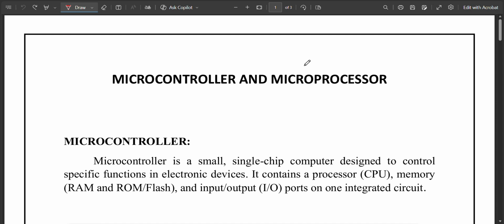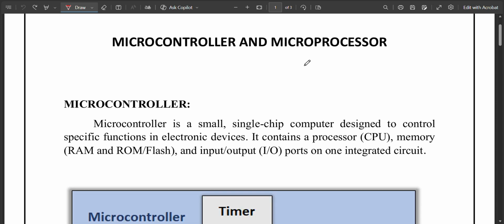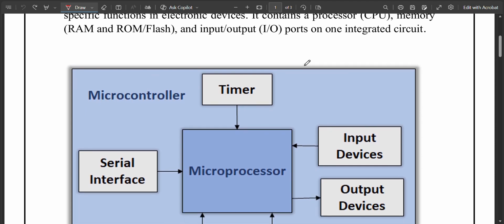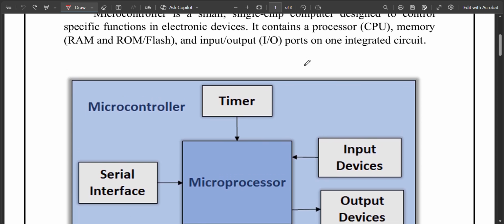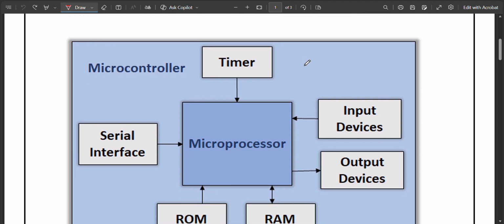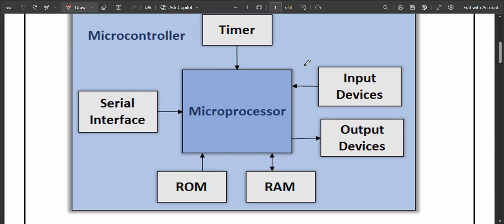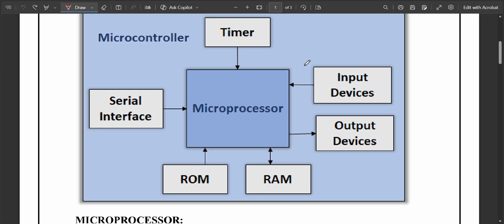First of all, the microcontroller. A microcontroller is a small single-chip computer designed to control specific functions in electronic devices. It contains a processor, memory unit, and input-output devices on a single chip. Basically, the memory unit, input-output devices, timers, and counters are all built into the chip. This is called a microcontroller.